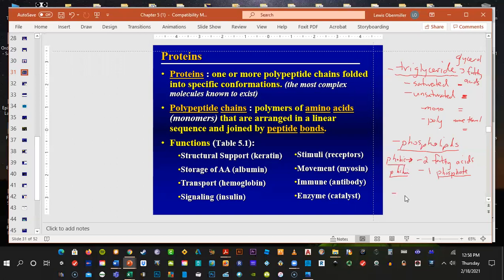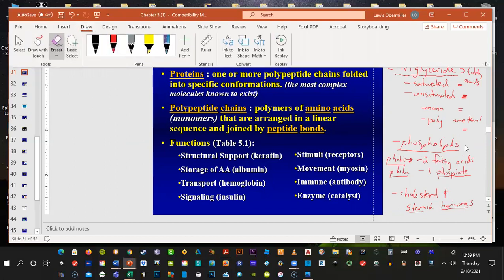And then the last lipid is what? The last fat. It's cholesterol and the steroid hormones. So there are protein hormones, and we have to distinguish the proteins from the steroid hormones. All right, so make sure you guys know all that stuff for the exam.